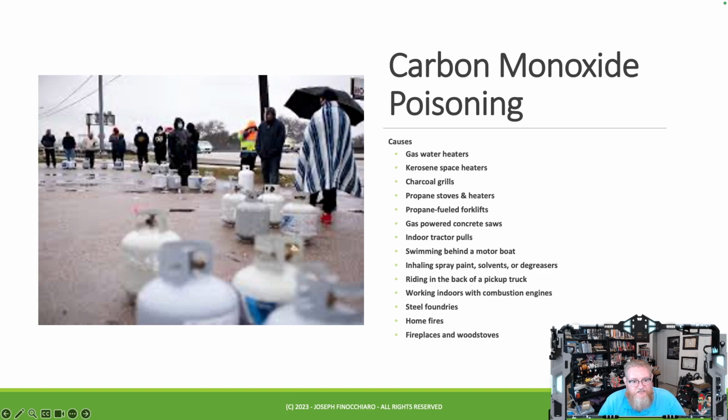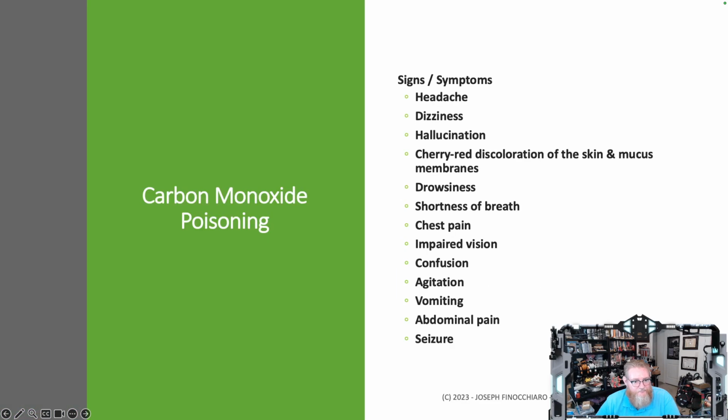Causes of carbon monoxide poisoning include gas water heaters, kerosene space heaters, charcoal grills, propane stoves and heaters, propane-fueled forklifts being used in confined spaces, gas-powered concrete saws, indoor tractor pulls, swimming behind a motorboat, inhaling spray paint solvents or degreasers, riding in the back of a pickup truck near the exhaust, working indoors with combustion engines, steel foundries, home fires, fireplaces, and wood stoves. You really want to make sure that you have proper ventilation.